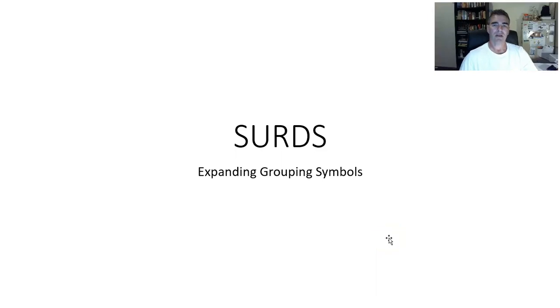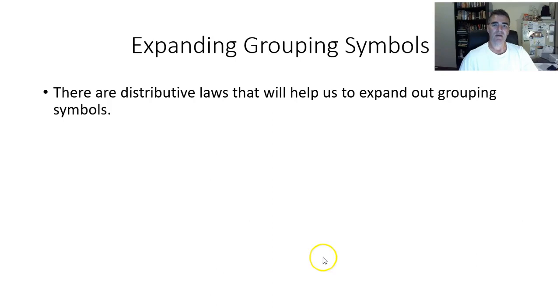So what we're going to have a look at in this video is how we expand grouping symbols with surds. There are a few things we need to keep in mind. There are the distributive laws, and we're going to use those as we expand or get rid of our grouping symbols. So our first law will be, if we've got A multiplied by (B plus C) in brackets, then we just multiply our A by our B, and then our A by our C. So AB and AC.